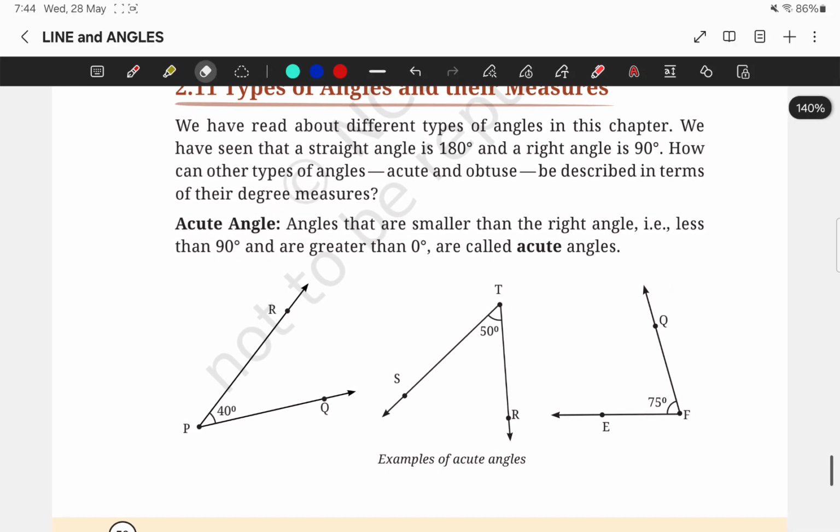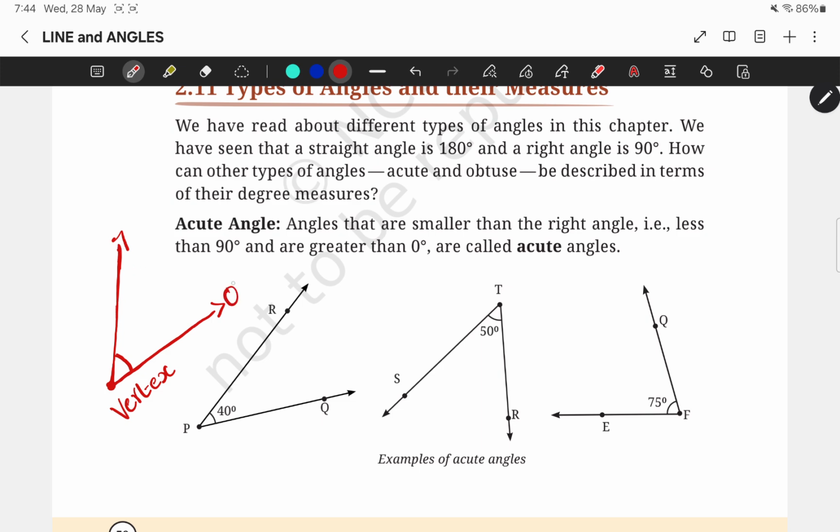I am going to start with the acute angle. For this I am taking two arms. This is the first arm and this is the second arm, and this point is known as the vertex. The angle between two arms is known as an acute angle.